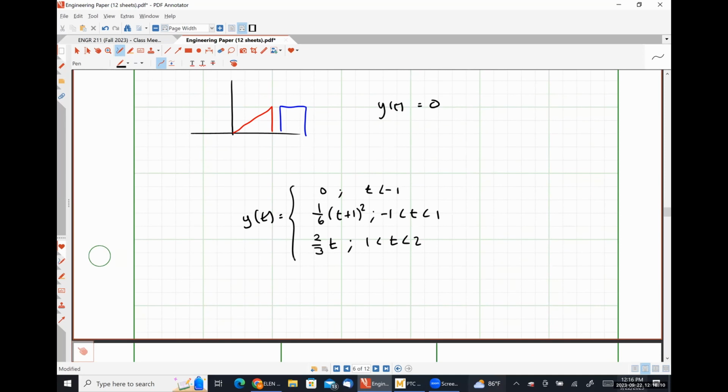And then negative 1/6 t squared minus 2t minus 8 for 2 less than t less than 4. And finally, 0 again for t greater than 4. All right.